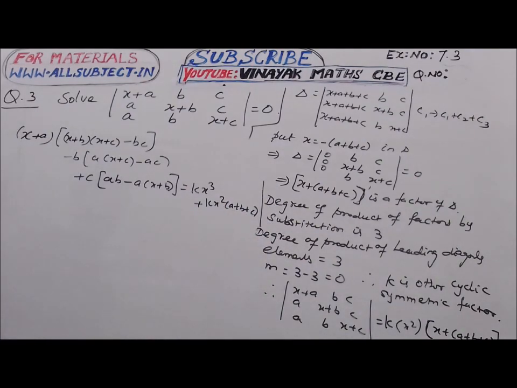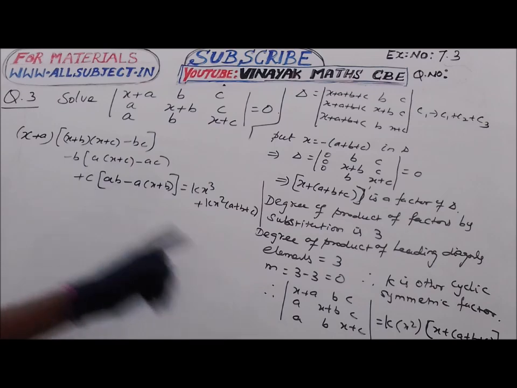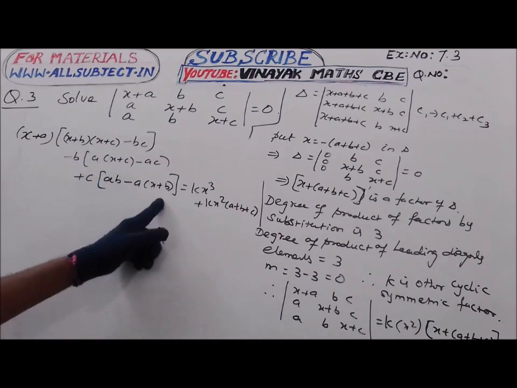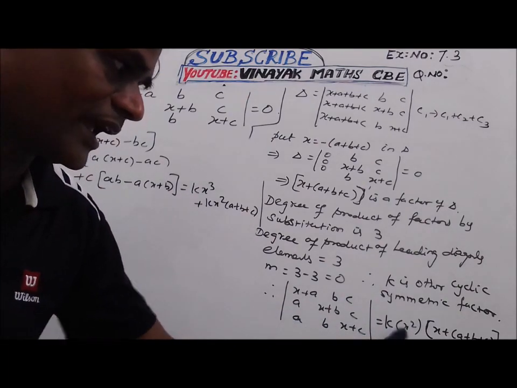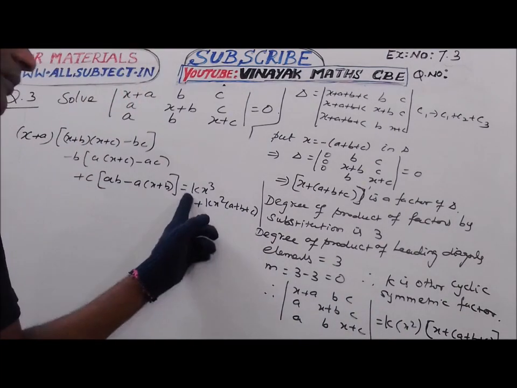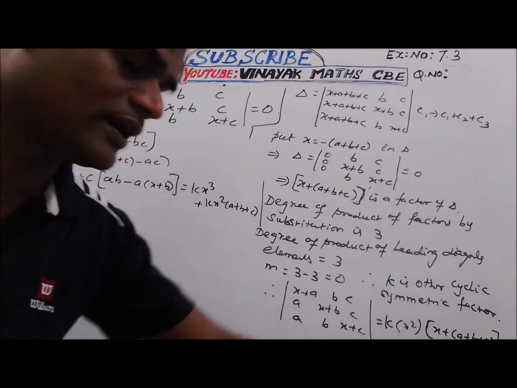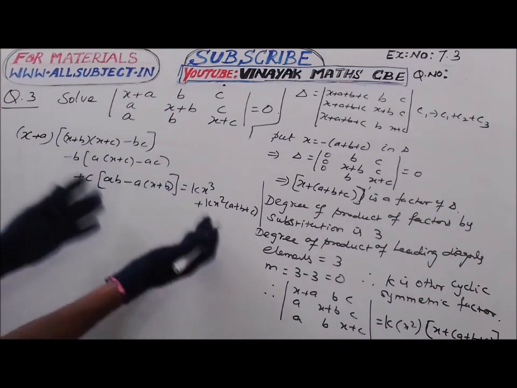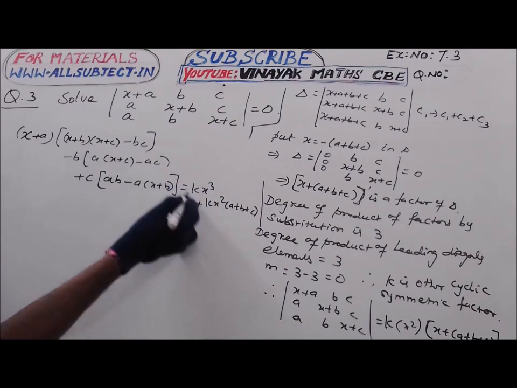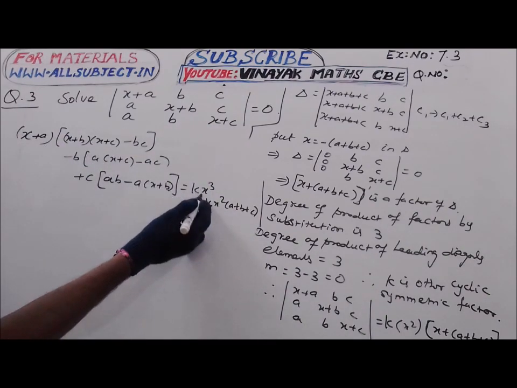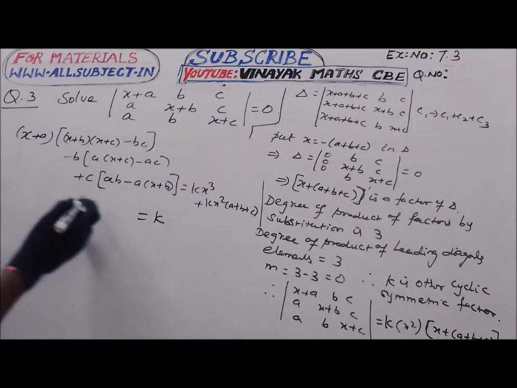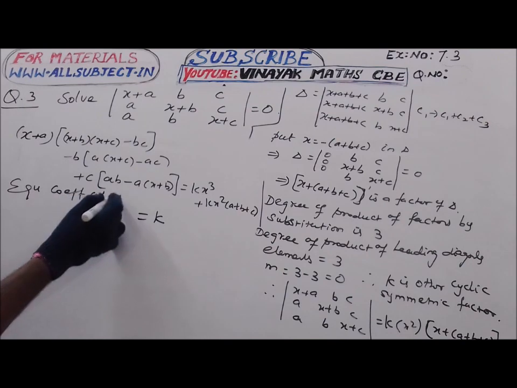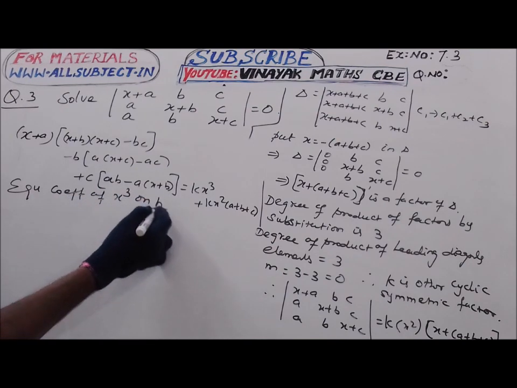Listen carefully here. The expansion of the determinant on the left side is (x plus a) into this term minus b into this term plus c into this term. On the right side we have kx square into x, that is kx cube, one term, and then plus kx square into (a plus b plus c). Look here, equating the coefficients of these two, so equating the coefficient of x cube on both sides.